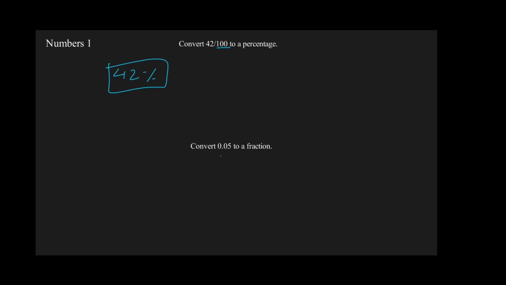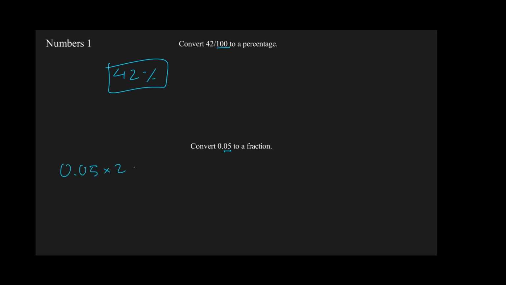Alright, the next question, convert 0.05 to a fraction. So, how can we actually do this? So remember, 0.05 is in terms of 1. So, how many times does this 0.05 have to be multiplied to become 1? Well, we can do this.